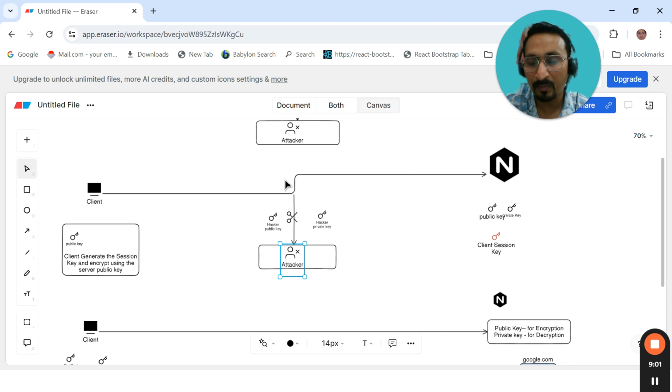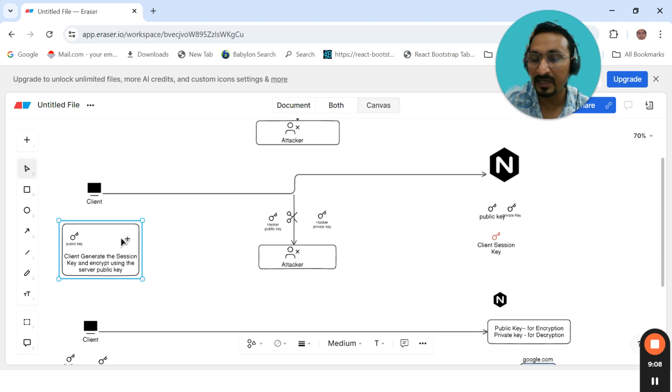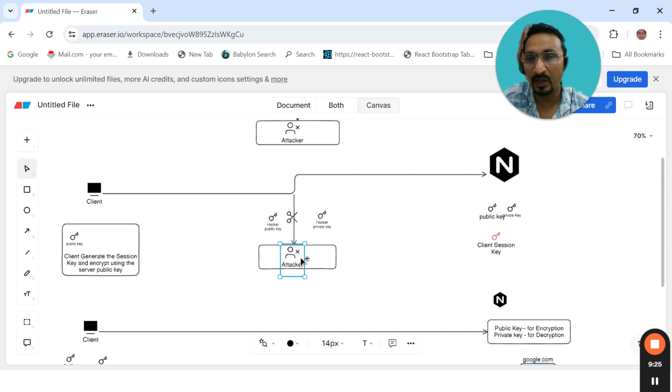Okay. Now when the public key reaches the client, what can the client do? The client will have some secret key. It will encrypt its key with the public key and share it over the network, right? If the attacker tries to steal this data, as the attacker does not have the private key, the attacker will not be able to interpret that data, right?